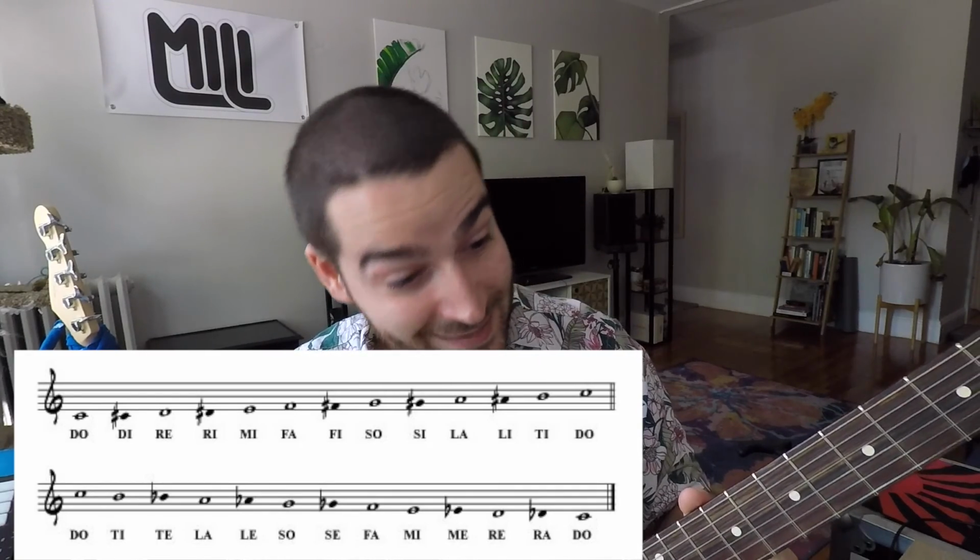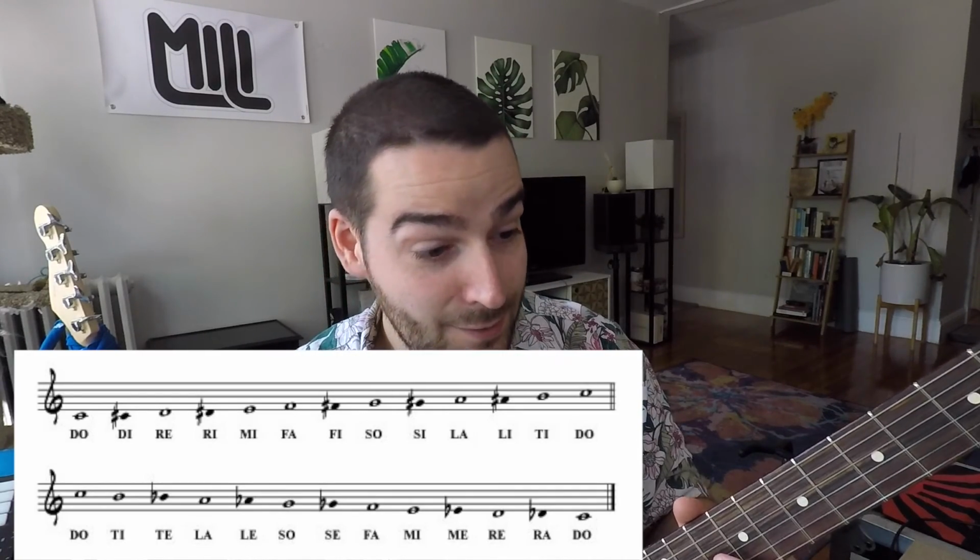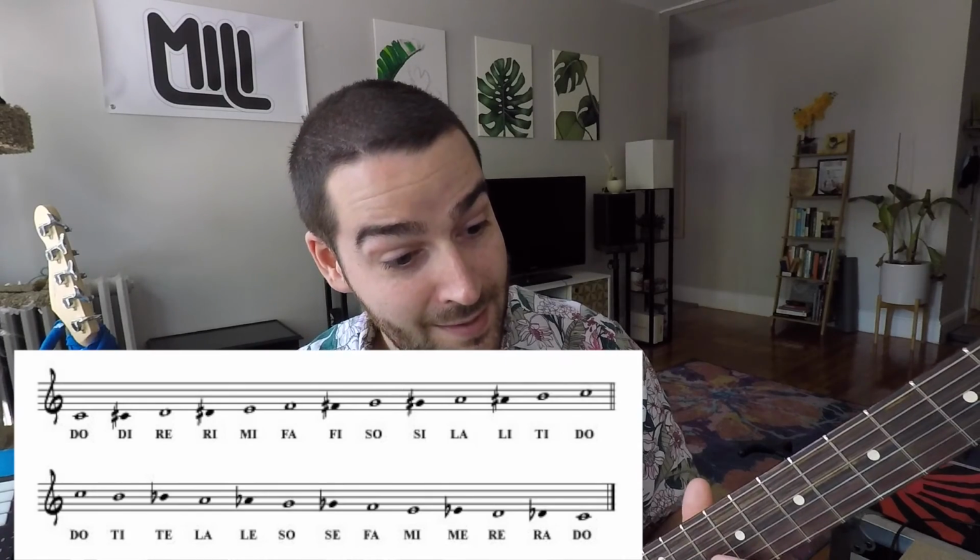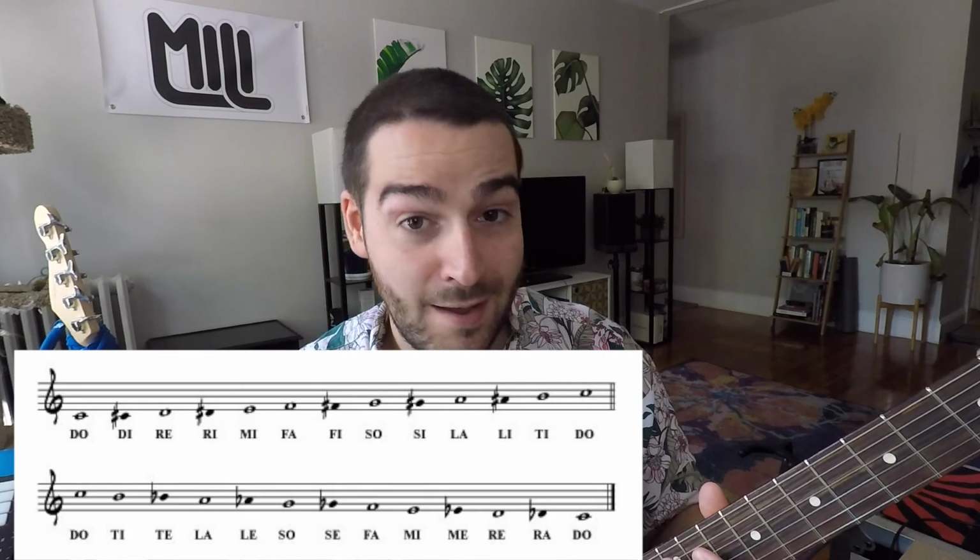Do, ti, te, la, le, so, se, fa, mi, me, re, ra, do. That re turns into ra. But that's the general pattern for moving up or down chromatically.